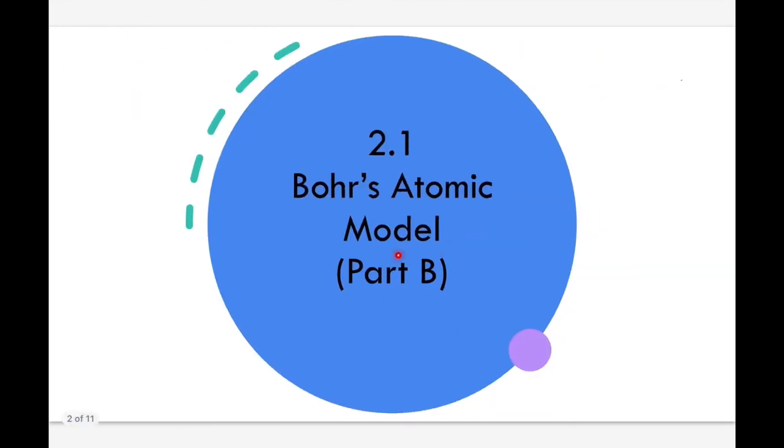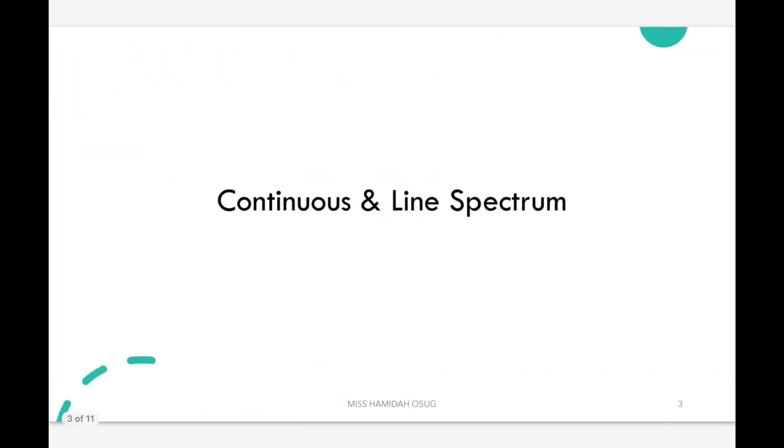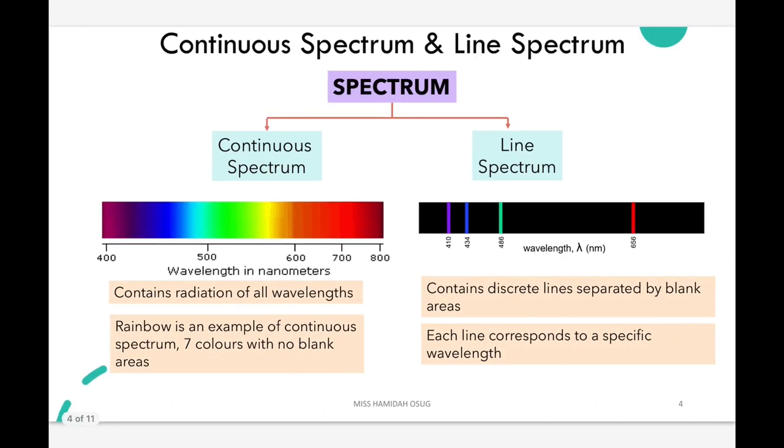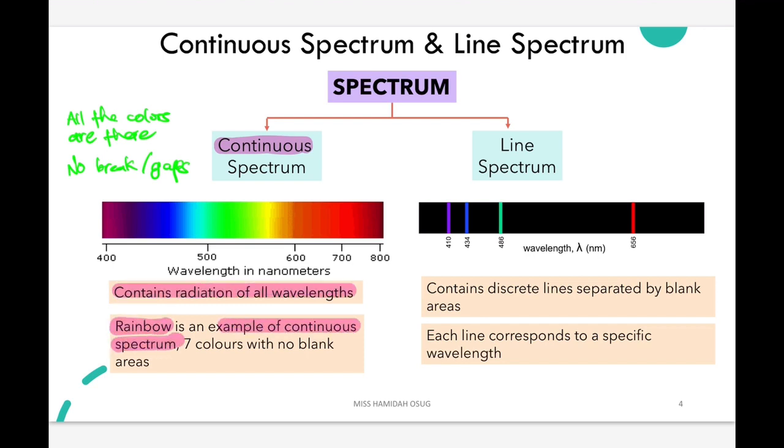This is a video about Bohr's atomic model, part B, and we will be discussing continuous and line spectrum. For starters, let's take a look at the differences between continuous and line spectrum. So, continuous spectrum contains radiation of all wavelengths. An example of continuous spectrum is a rainbow, in which there are 7 colors with no blank areas.